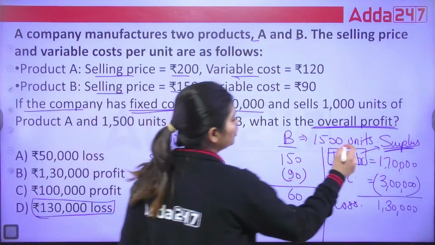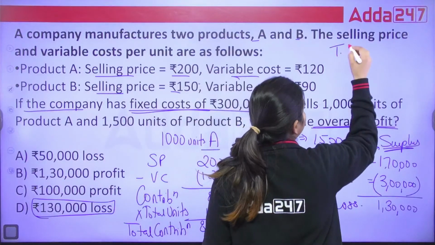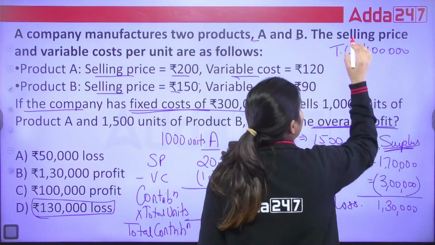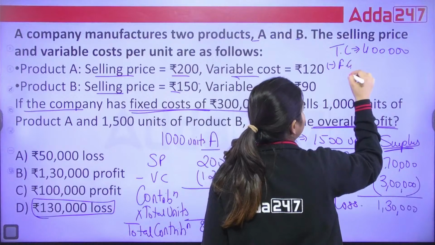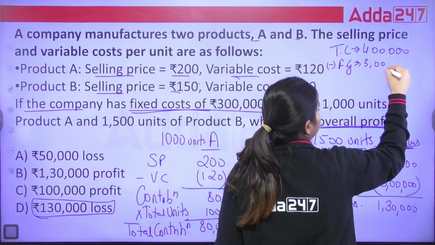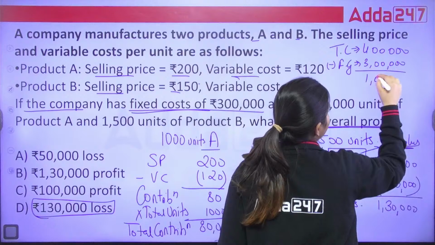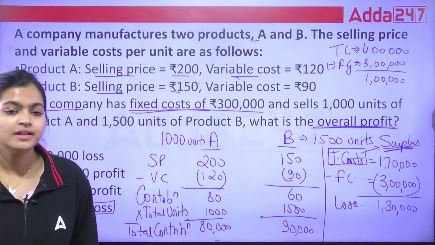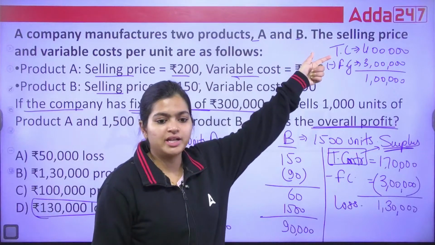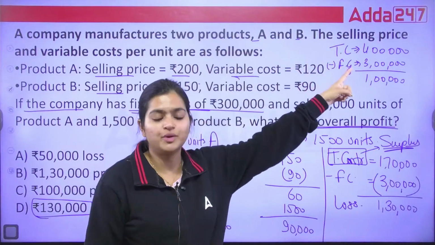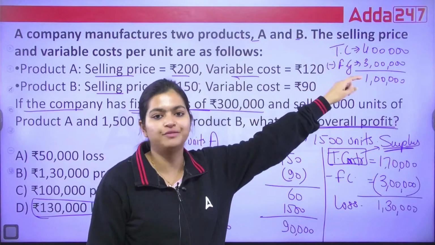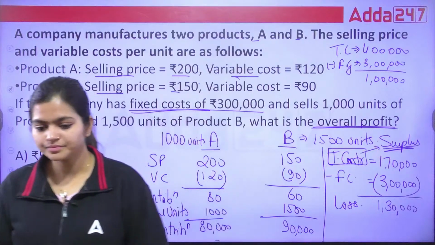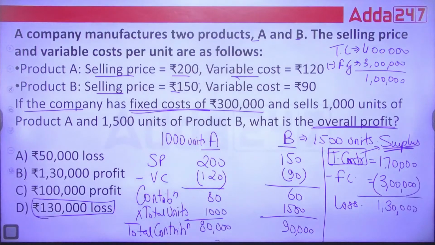If this total contribution is, suppose, 4 lakh, and your fixed cost is the same 3 lakh. Now tell me, what is this situation? Is 1 lakh profit or loss? Suppose your total contribution is 4 lakh and your fixed cost is 3 lakh. So after subtraction you are getting 1 lakh. So this 1 lakh is what? Profit or loss amount?